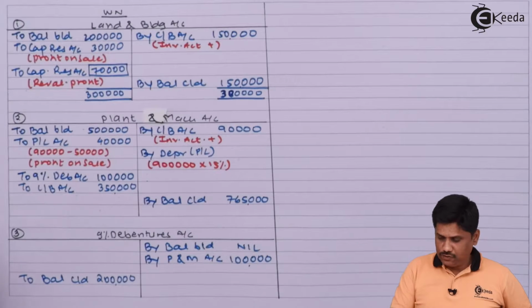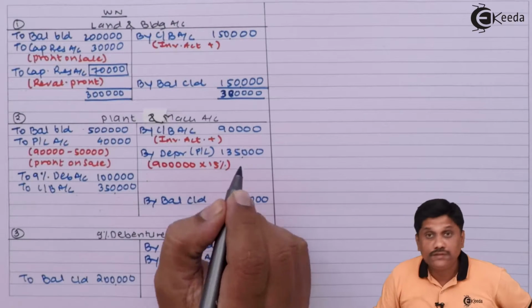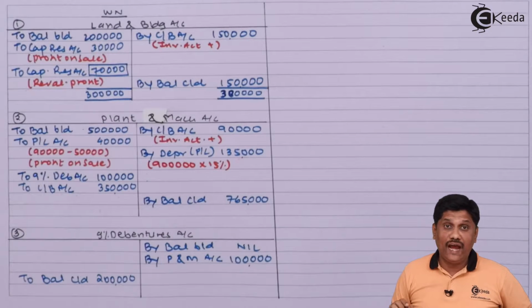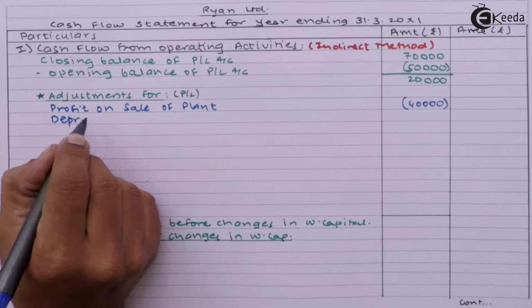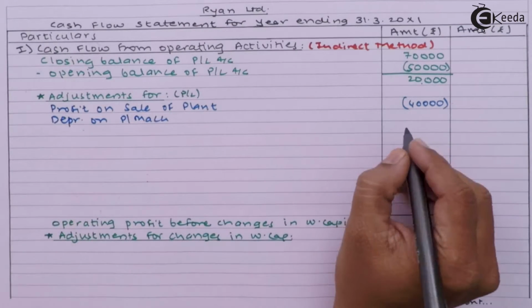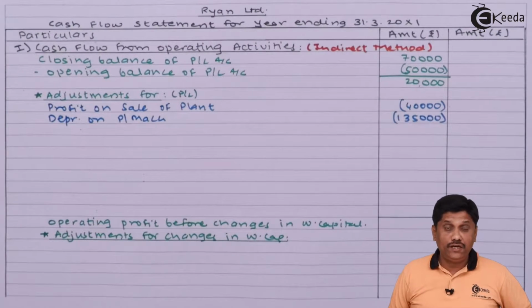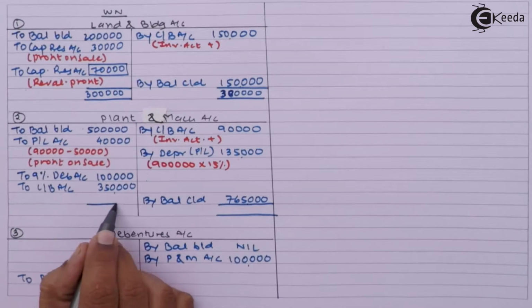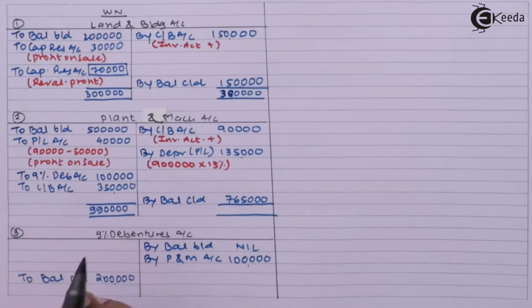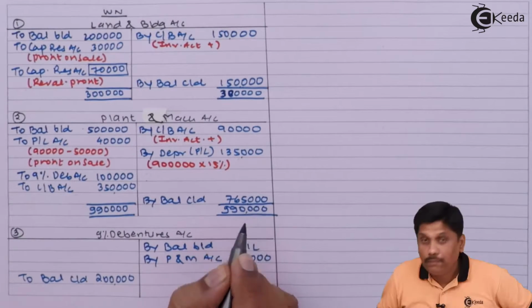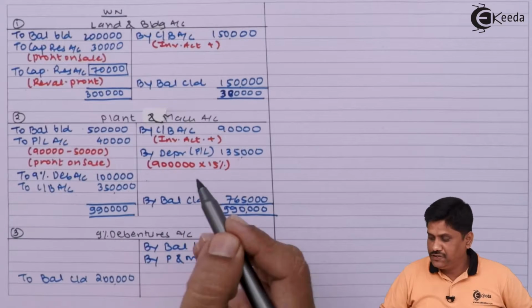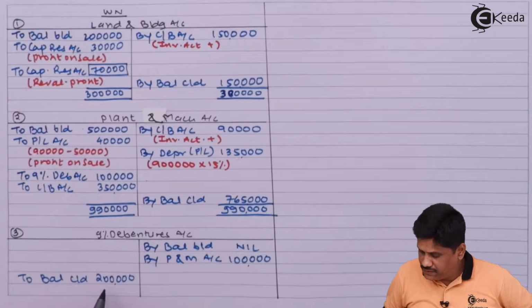It comes to 1,35,000. Since the P&L account is debited, it will be shown as an addition in your operating activity. Now friends, there is no other transaction relating to the plant and machinery, so I will try to close my plant and machinery account. Plant and machinery account is closed on its own. We have adjusted everything. Let us see the debenture account, students.